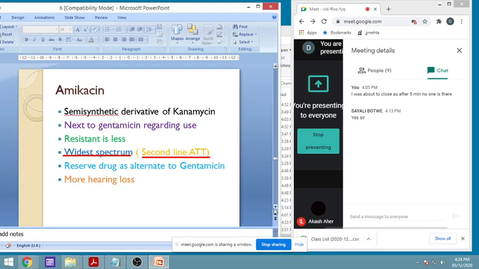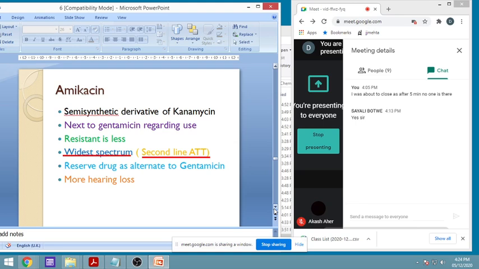It is not mikacin, it is amikacin. You just remember this. It is a semi-synthetic derivative of kanamycin. It is next to gentamicin for use. The resistance is comparatively less. It has a wide spectrum. It is reserved as an alternative to gentamicin. It causes more hearing loss.